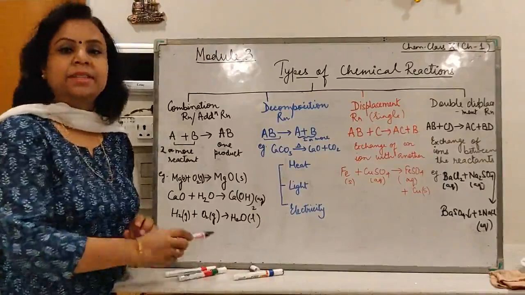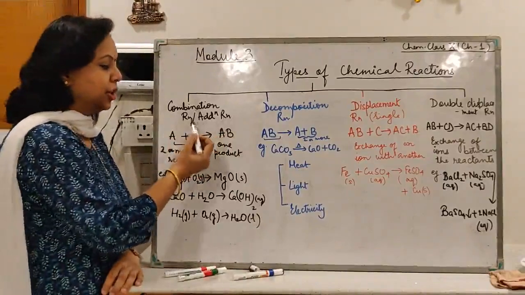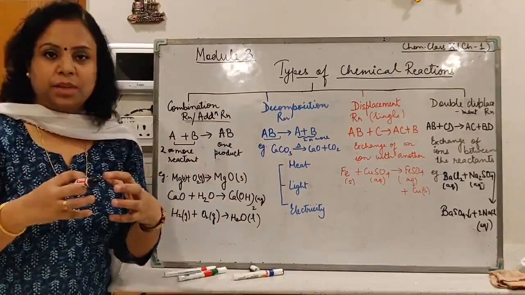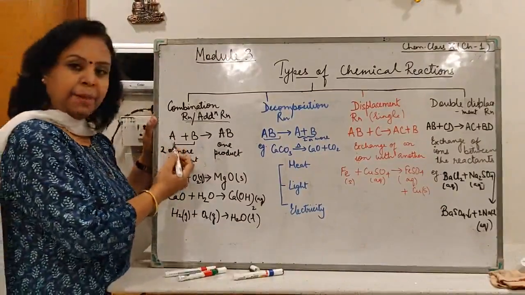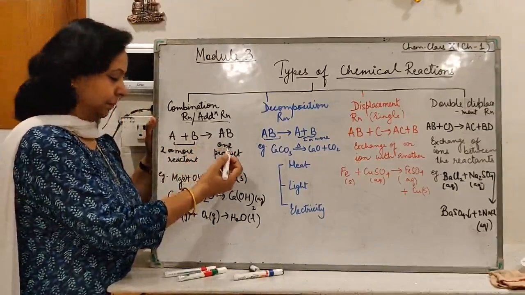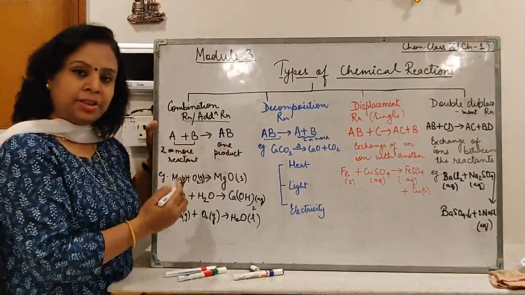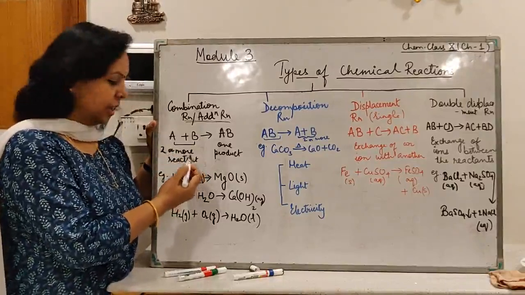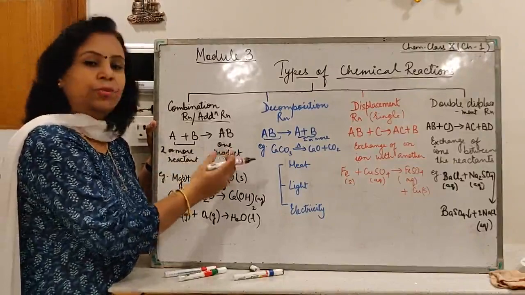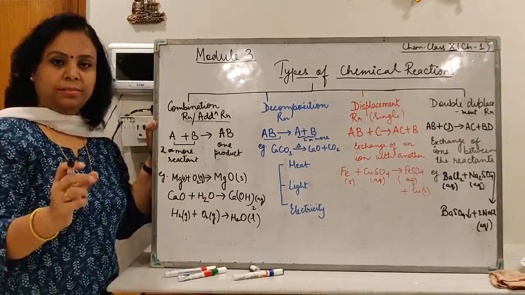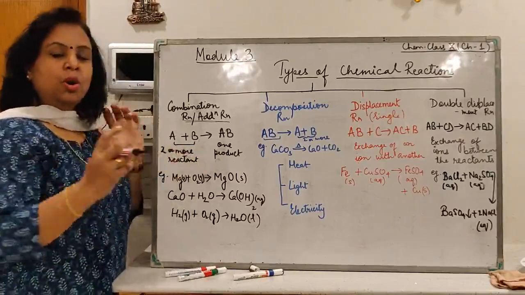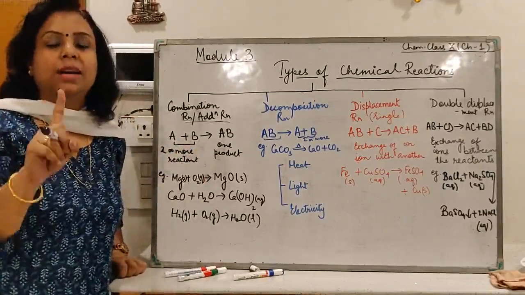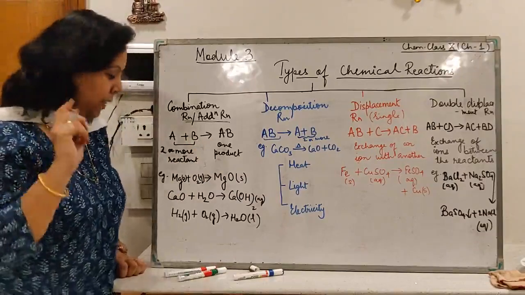Now let us start with combination reactions. As the name suggests, combination reaction or addition reaction means combining some substances. Basically A plus B forms AB. Now in a combination reaction, there may be 2 or more reactants combining to form one product. What does it mean? 2 or more substances, they react and they form one product. They combine to form one product.